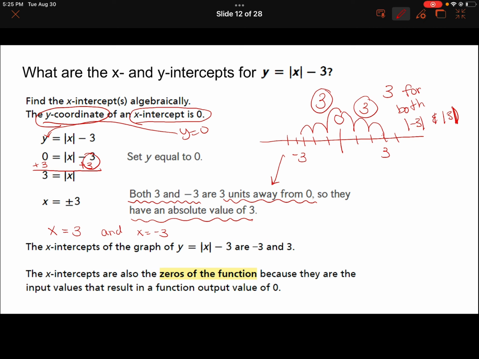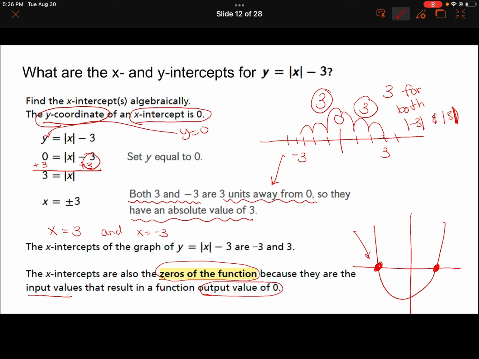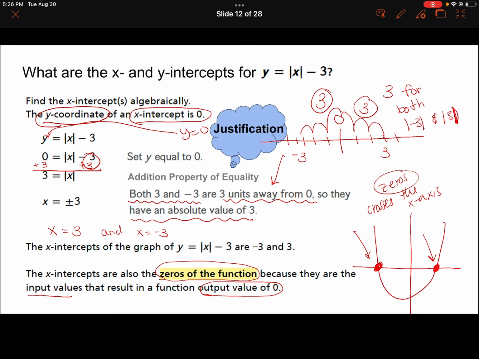So the x-intercepts are also called zeros of the function because they are the input values that result in the function output value of 0. So basically, these are the zeros of the function. It crosses the x-axis. So these are the zeros. Okay, if you have any questions, let me know in the comment section.